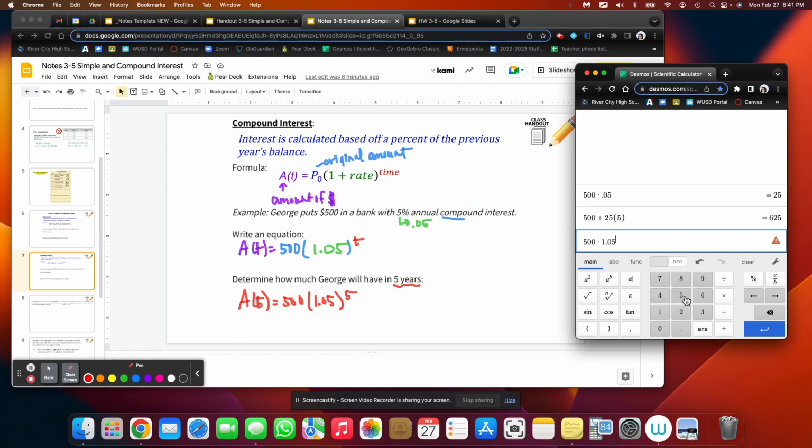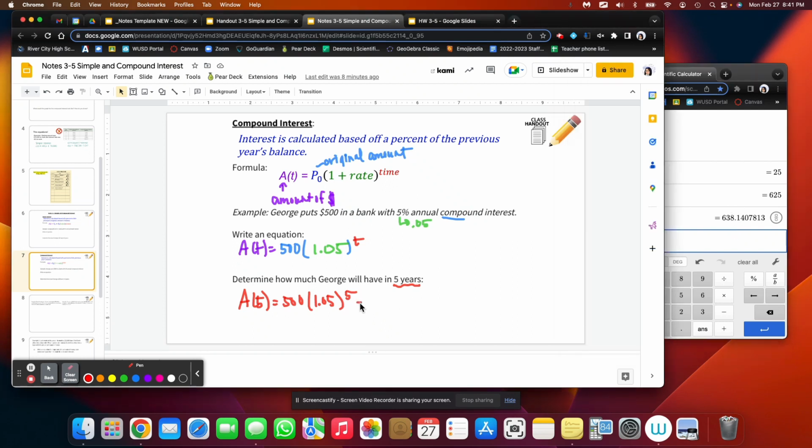So the amount of money after 5 years in the account is going to be $638. To contrast, this is what it was with simple interest, $625, but with compound interest, it was $638.14. So we'll have a little bit more with compounded interest. So after 5 years, we have $638 and 14 cents.